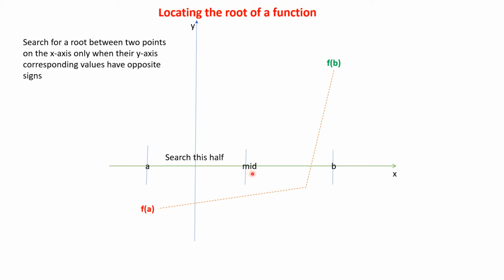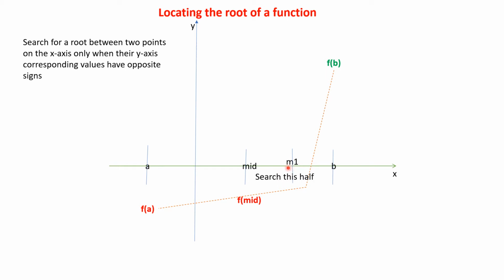So let's see the sign of mid. If we compute mid based on the function, its y value is negative. So since the y value of mid is negative and the y value of a is negative, we cannot search between a and mid, as we just mentioned on this note. That means we have to stop the search on this side and move the search to the right side between mid and b. So let's go ahead and bisect this one into two equal halves.